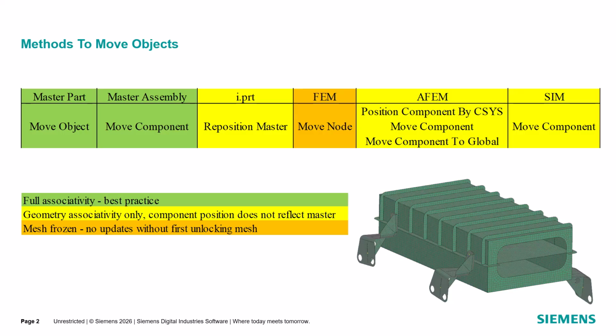Today we'll look at several different methods available in Simcenter 3D to move objects. Some methods will preserve full associativity to the master model, shown in green, and are recommended as a best practice. Others will maintain geometry associativity, shown in yellow, but will not maintain component position associativity to the master assembly.